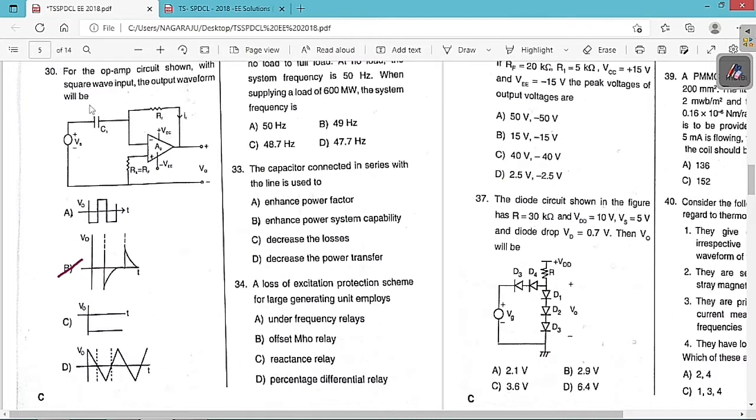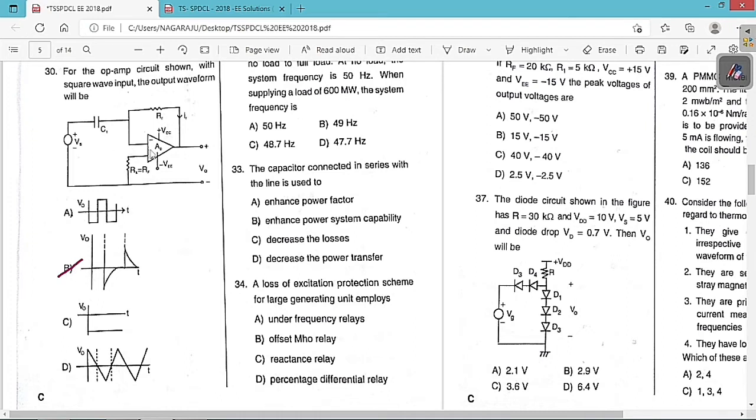Now we are going to solve another question. See the question here. For the op amp circuit shown with the square wave input, the output waveform will be. So this is the op amp circuit given. If we give a square wave input, we need to figure out the nature of the output. These are the four options. Option B is the correct solution of this question. It has spikes. We can clearly see there are spikes in the output voltage.